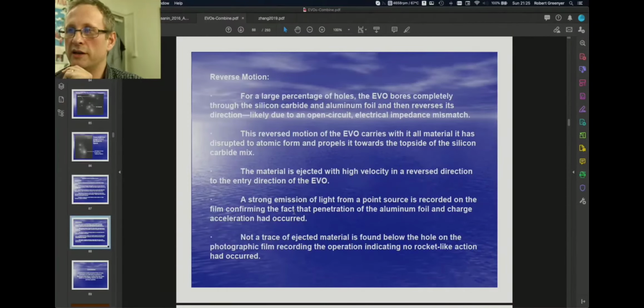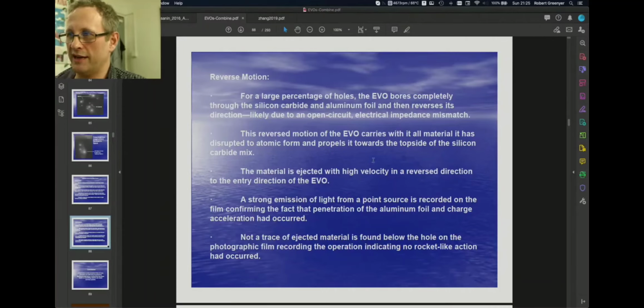In the reverse motion, for a large percentage of holes, EVOs bore completely through the silicon carbide and aluminium foil, and then reverse their direction, likely due to an open circuit electrical impedance mismatch. This reverse motion of the EVO carries with it all material it has disrupted to atomic form and propels it towards the top side of the silicon carbide mix. The material is ejected with high velocity in a reverse direction to the entry direction of the EVO.